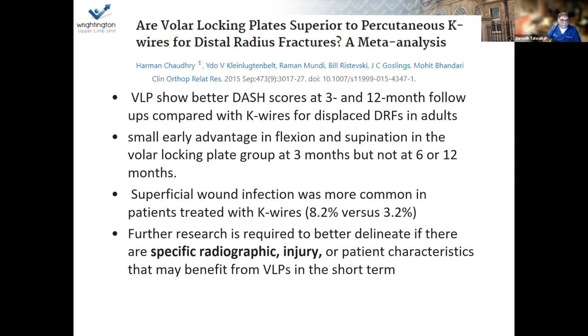Mohit Bhandari did a meta-analysis of these papers, and he essentially found that the DASH scores at 3 and 12 months were better with volar plates as compared to K-wires. And then he suggested that perhaps there is a specific type of radiographic injury, a specific pattern of injury within the distal radius that lends itself perhaps to fixation with volar plates rather than with K-wires.